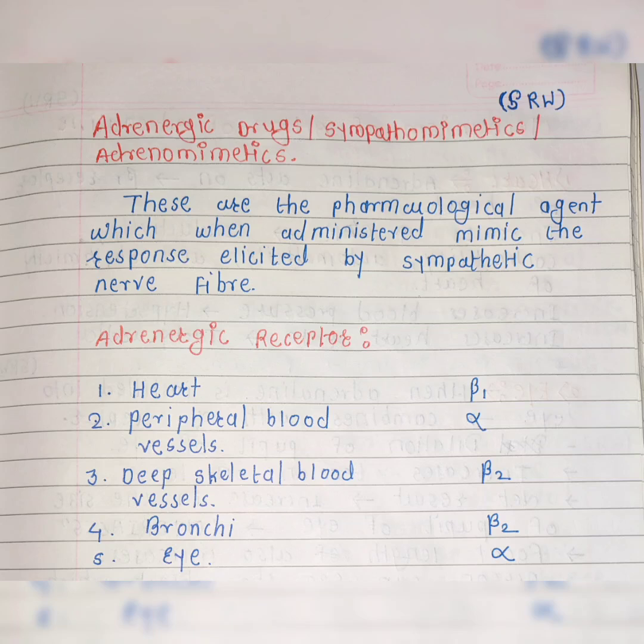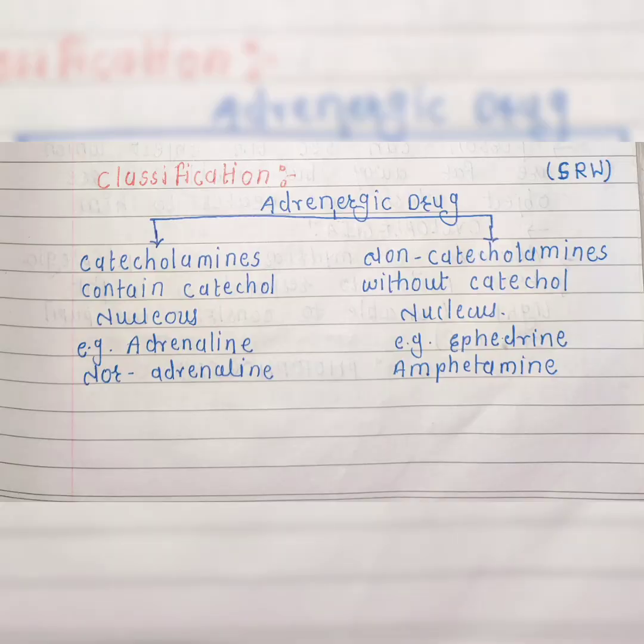The adrenergic receptors are present in the beta 1 receptor present in heart, alpha receptor present in peripheral blood vessels, beta 2 receptor present in deep skeleton blood vessel, beta 2 receptor also present in bronchi, and alpha receptor present in eye. These are the adrenergic receptors.